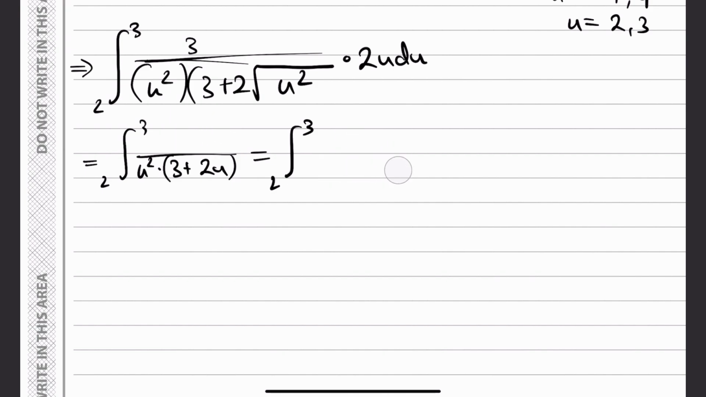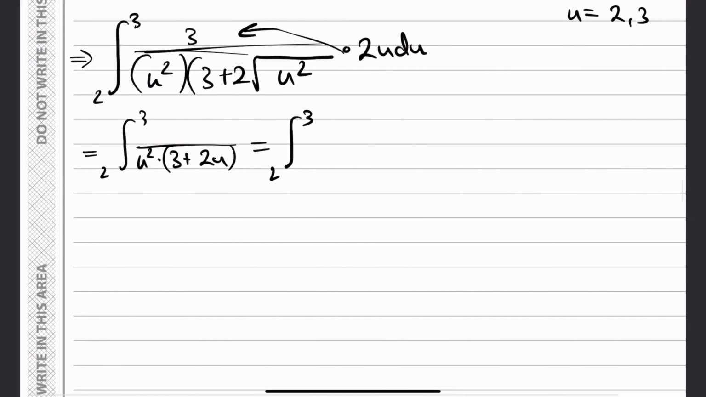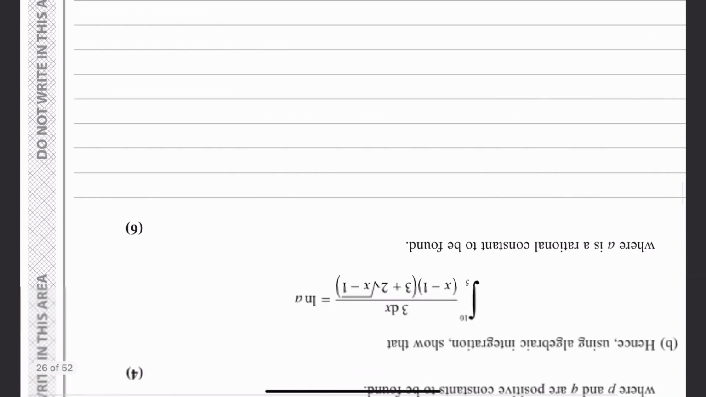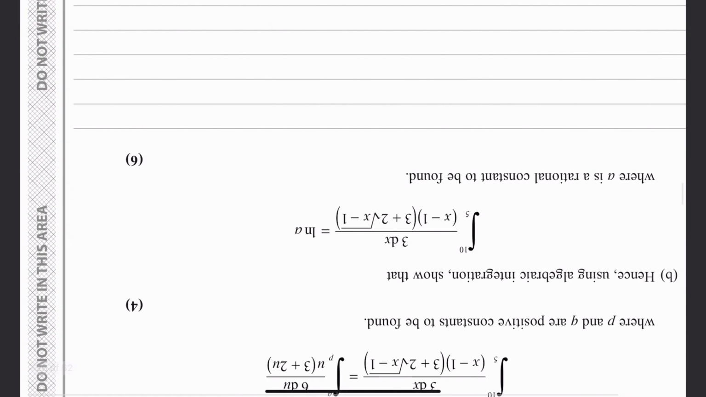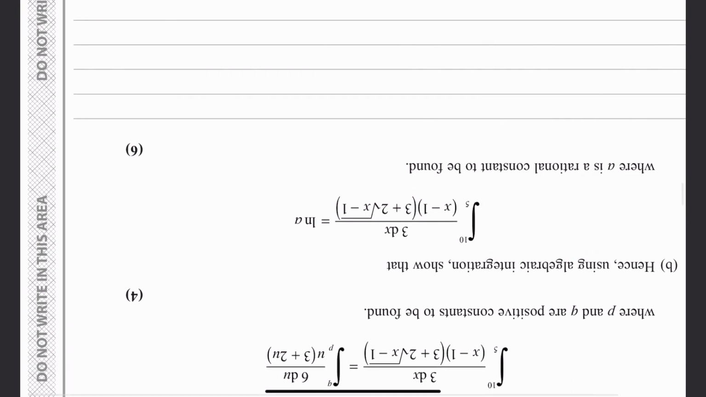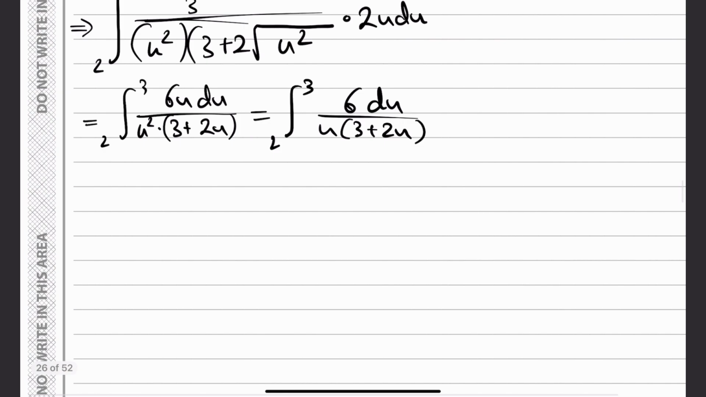So, we've got this. And if we basically move this up here, we're going to get a 6u du like so. And then the u's cancel out. 6 du over u, 3 plus 2u. And that is the form they wanted. Okay, and then we've got this. Hence, using algebraic integration, show that that is equal to natural log of something. Okay, so now we just want to solve this.